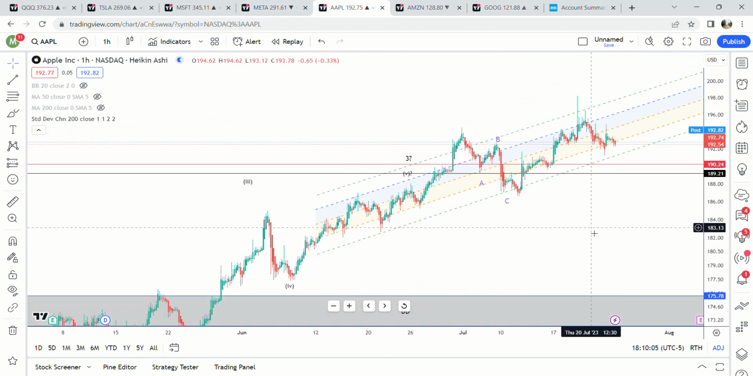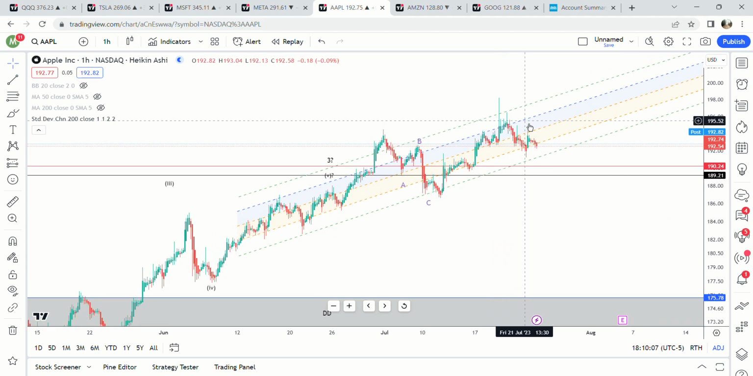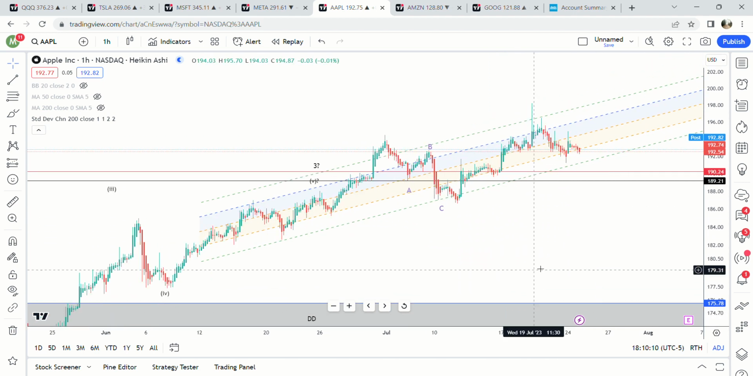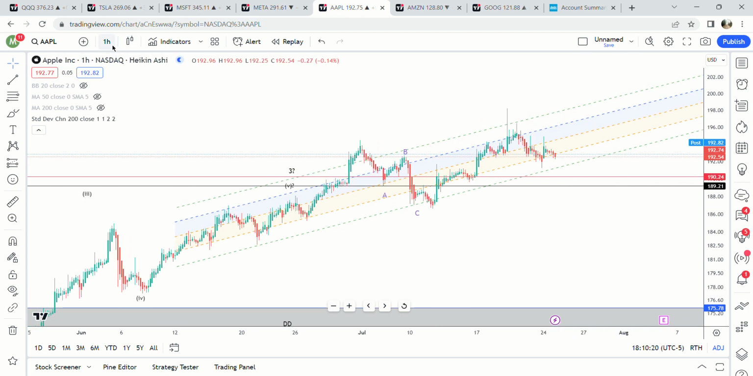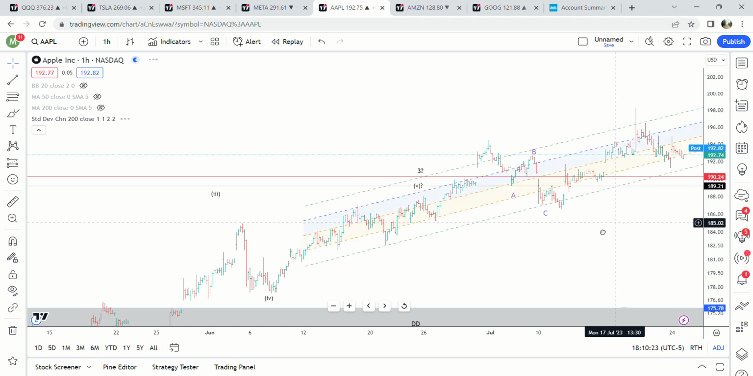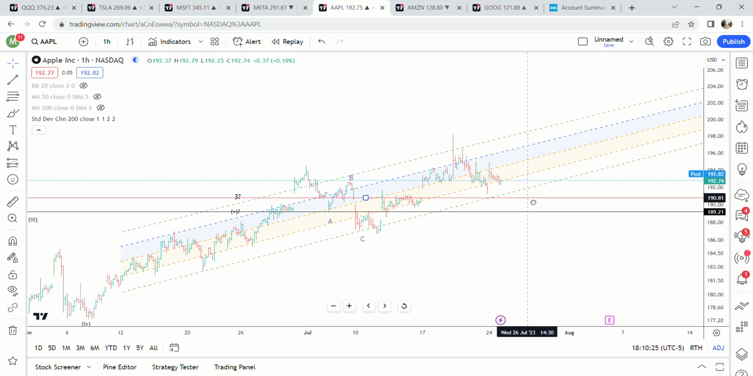Apple, again, using this standard deviations, it's not quite to where you want to see. It might come down here a little bit more. It has a gap fill here at 190 that it hasn't hit yet, I think. Let me double check. No, that's not right. It's actually at 190.81.